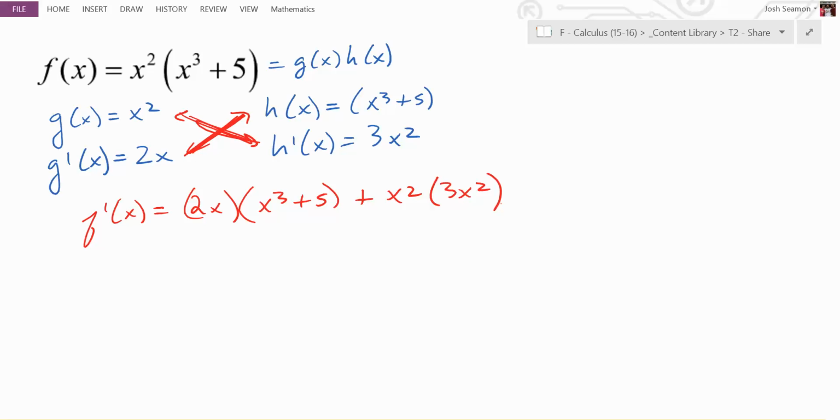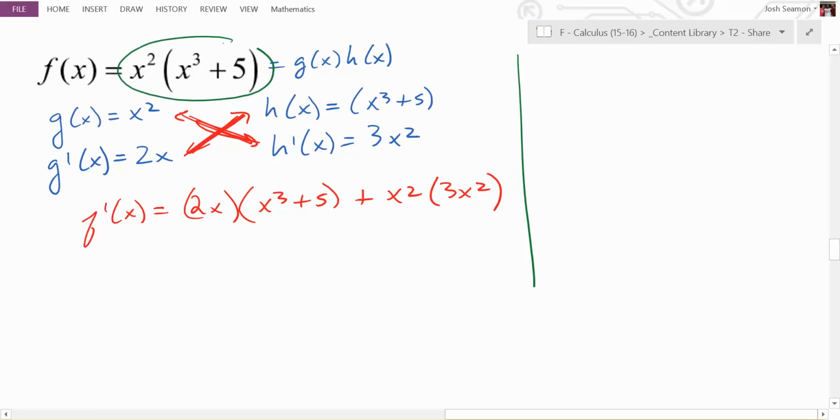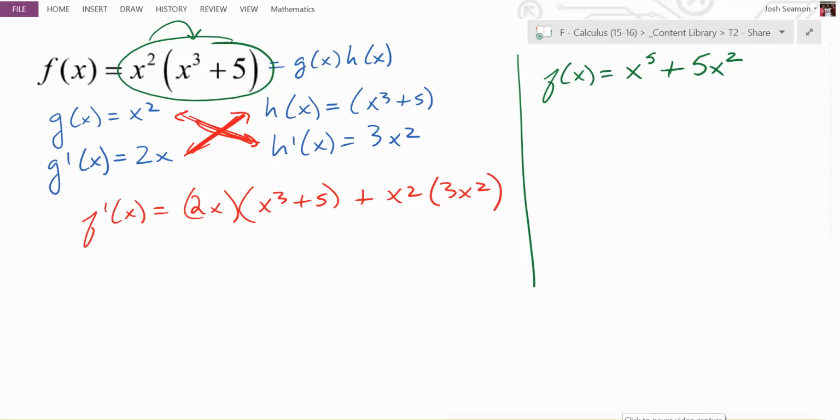Is there a way to make it so we don't have to use the product rule? What could we do to this first before we do any calculus? Yeah, so when you say simplify, one word, what are you going to do? Multiply. Distribute, right? So what does that become? What is f of x actually equal to? x to the fifth plus 5x squared. There we go.